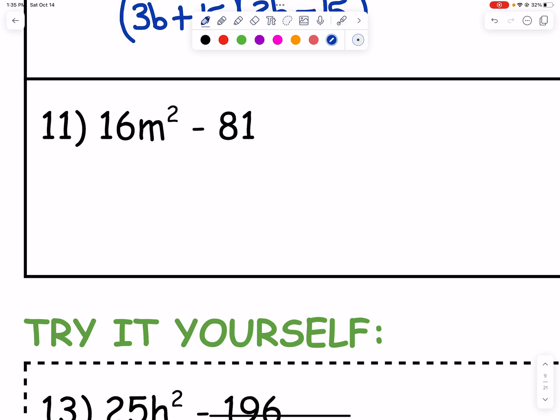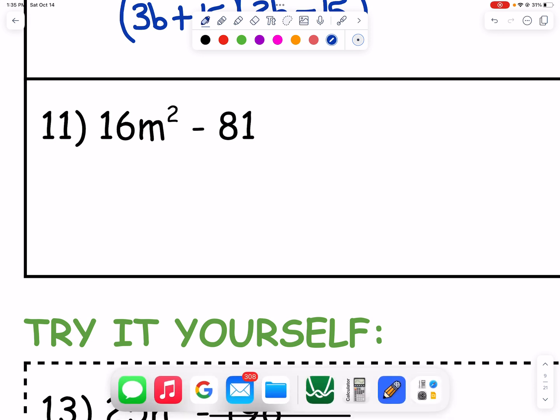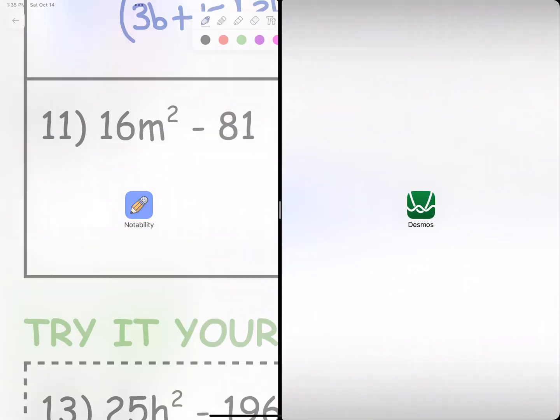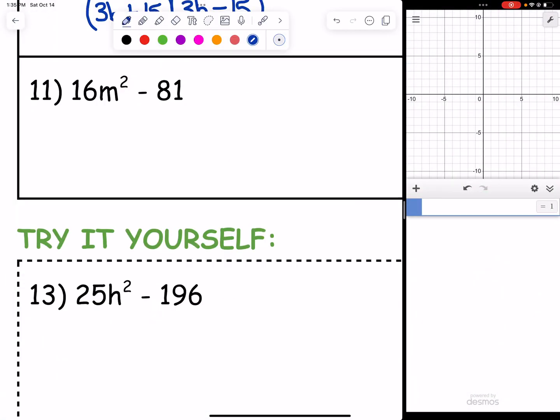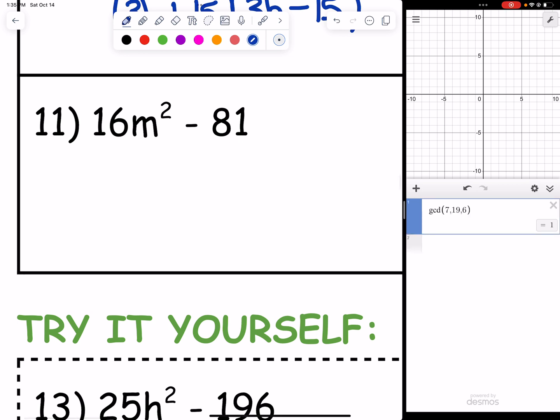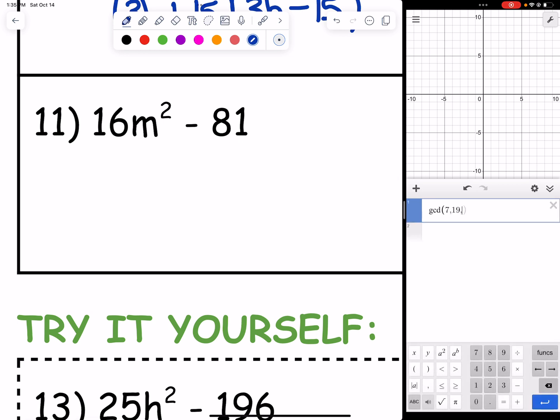And then let's check out 16m squared minus 81. So 16 is a perfect square and 81 is a perfect square. Let's just double check that they don't have a greatest common factor, because on any type of factoring, we want to check and make sure that we've taken out a greatest common factor if we can, or else we haven't completely factored it.